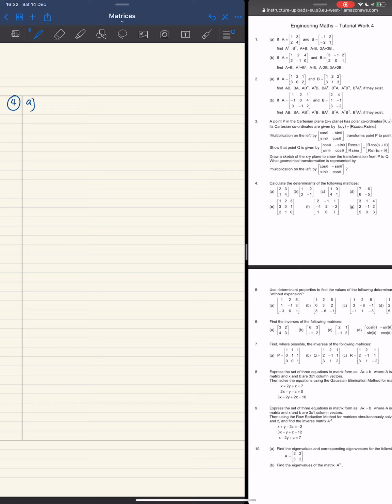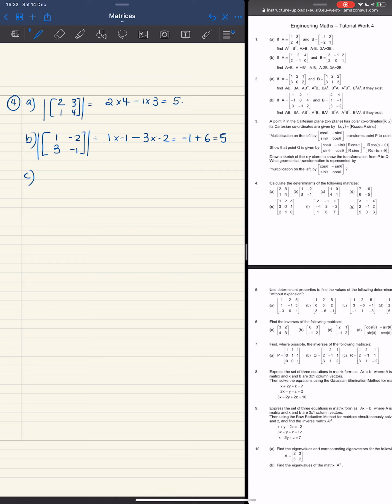So A, calculate the determinant of 2, 1, 3, 4. And the way to do this, it's 2 times 4 minus 1 times 3, which is 5. B, the determinant of 1, 3, minus 2, minus 1. So it's 1 times minus 1, minus 3 times minus 2. So it's minus 1 plus 6, which is 5.